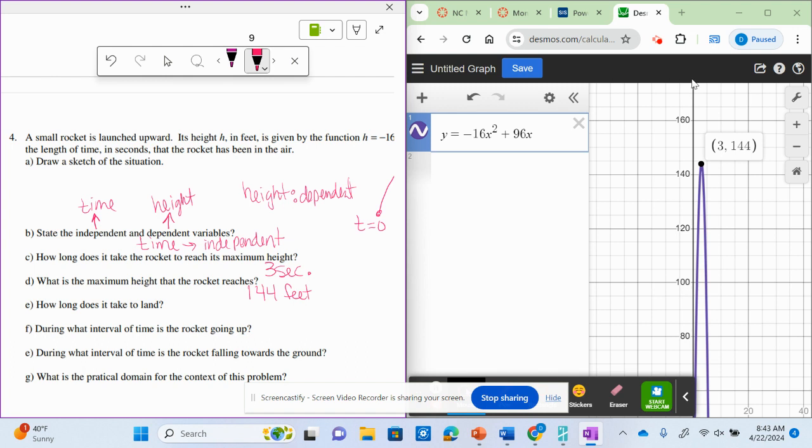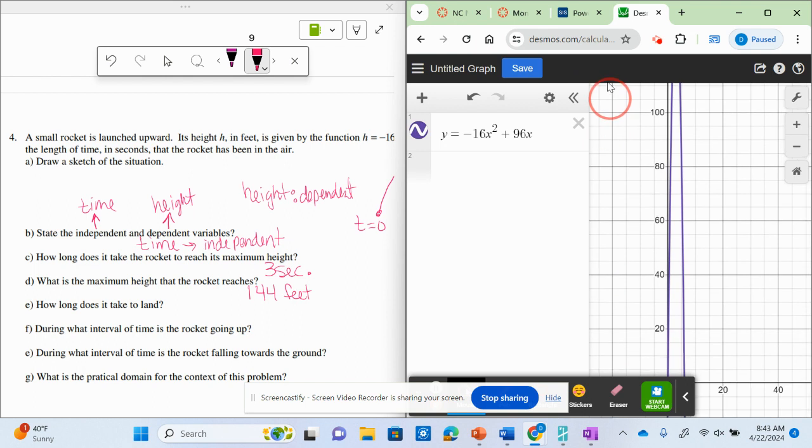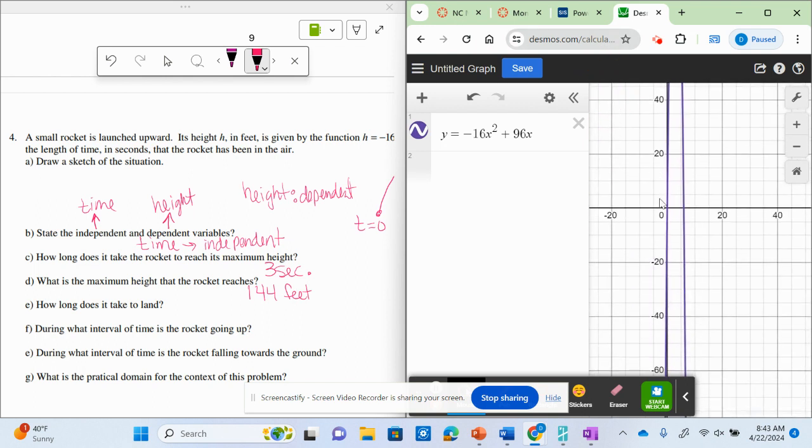How long does it take it to land? That's the same thing as saying how long is it in the air? Well, it started at time of 0. That's the ordered pair (0, 0). And it lands at (6, 0). So how long did it take it from its starting time to land? 6 seconds.